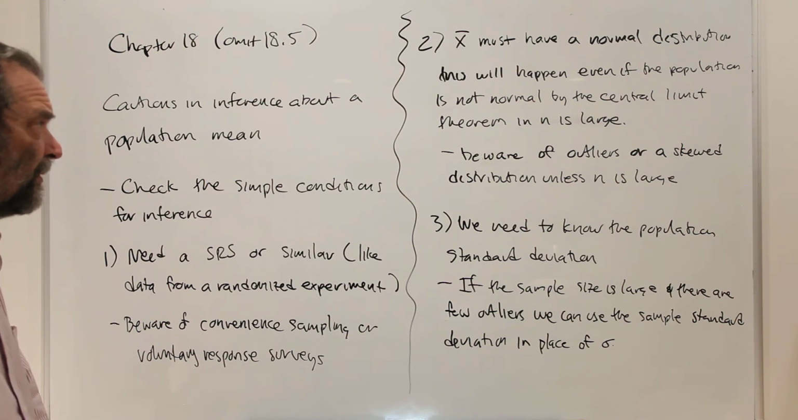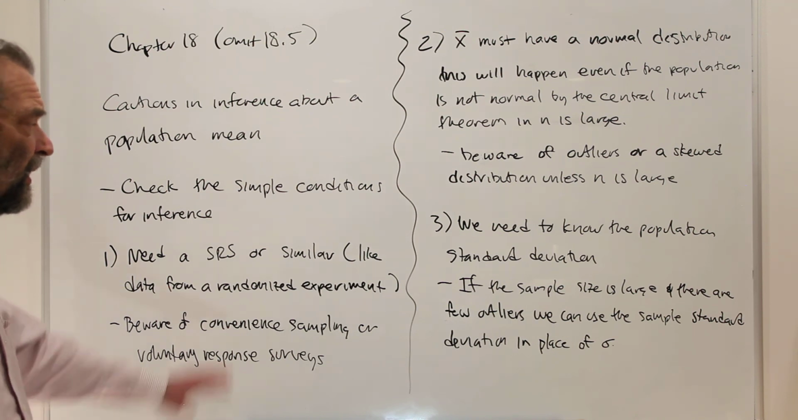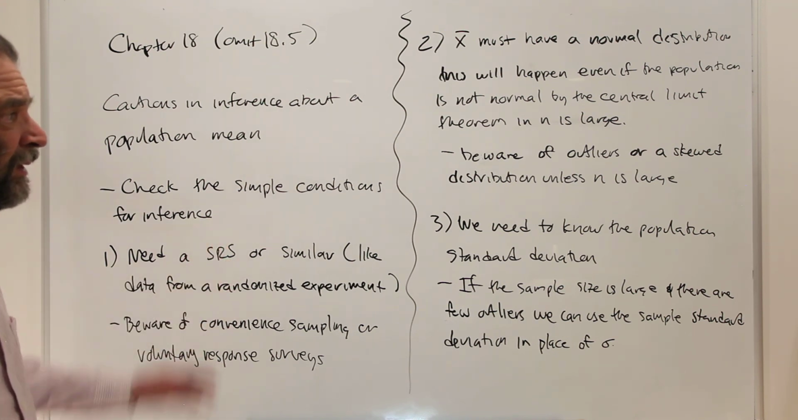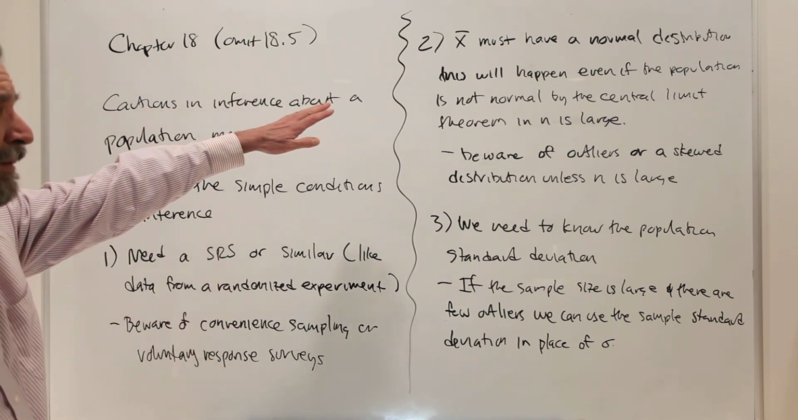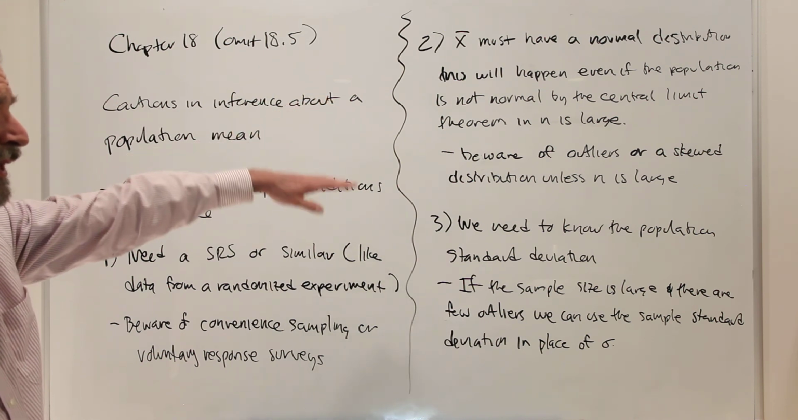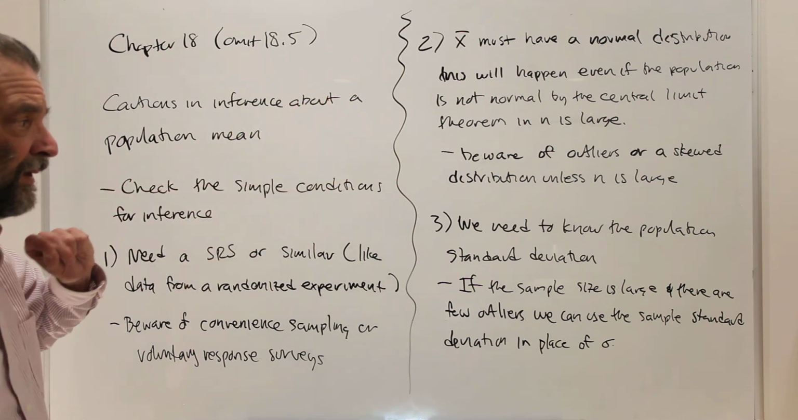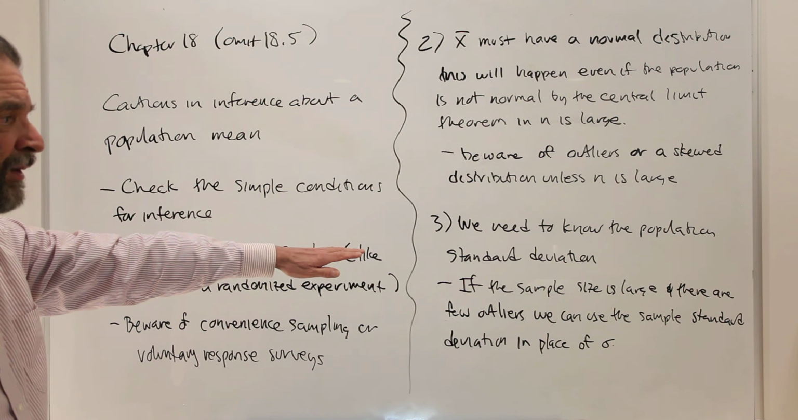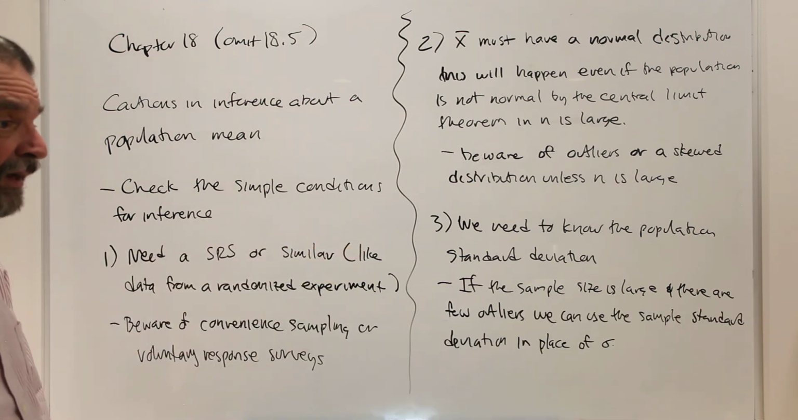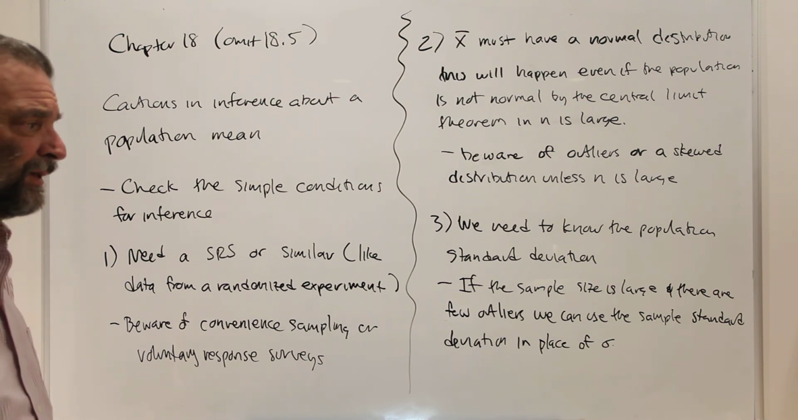So before you move forward on making a confidence interval or doing a test, you want to check for simple random sampling. You want to check the data came from a normal population or else the n is large. And then you want to have a way to know the population standard deviation. You might have had experience with that population type before and know approximately what the standard deviation is. Or if n is large, the sample standard deviation can stand in place of sigma in the formulas.